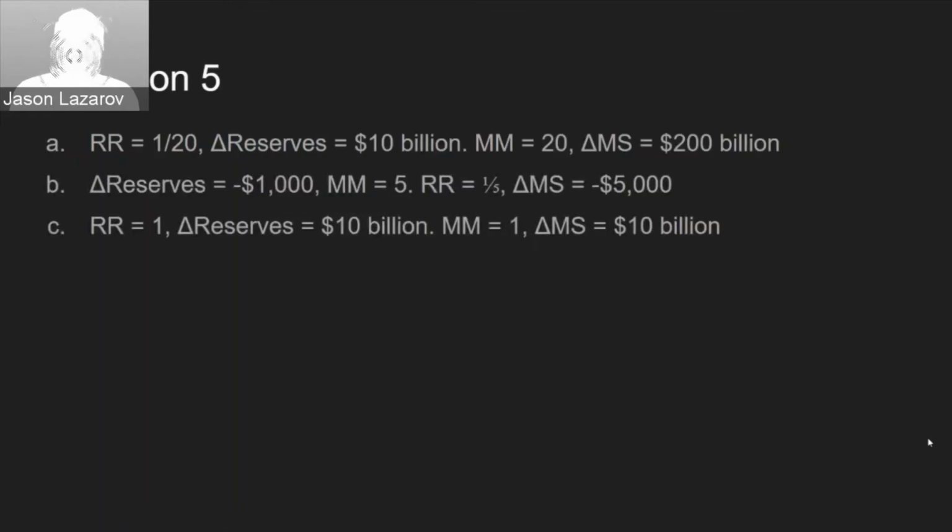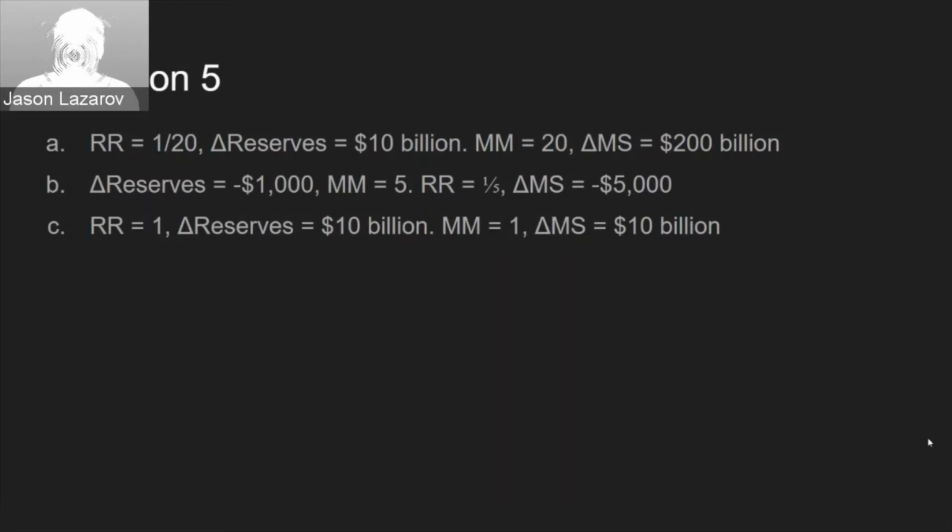For question 5, we are given that the reserve ratio is 5% or 1 over 20, and the change in reserves is $10 billion. This means that the money multiplier is 20, and the change in money supply is $200 billion. For 5B, we are given that the change in reserves is minus $1,000, and the money multiplier is 5. So the reserve ratio is the inverse of the money multiplier, which is a fifth. And the change in money supply is the money multiplier times the change in reserves, which is minus $5,000.